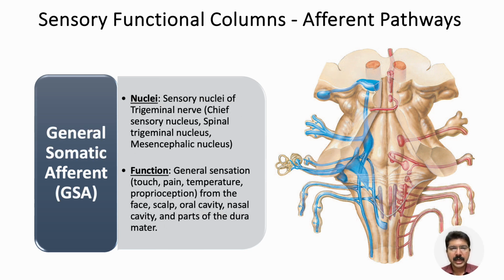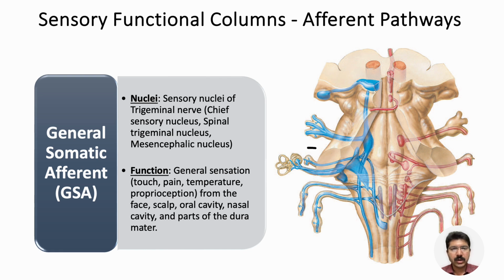The general somatic afferent column, that is the GSA, is responsible for receiving general sensation from the head and face. This includes a wide range of sensory information from the skin, mucous membrane, and even some deeper structures. The primary nuclei for this are the sensory nuclei of the trigeminal nerve, which are quite extensive and complex, reflecting the diverse sensory functions of this nerve.